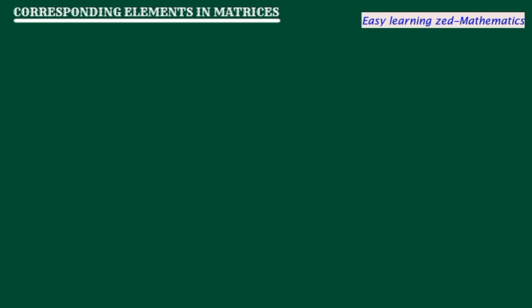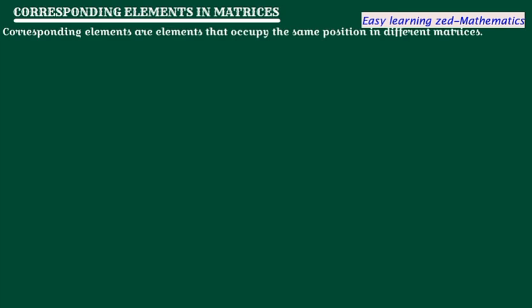In today's lesson, we're going to look at corresponding elements in matrices. First of all, we're going to define what corresponding elements are. Corresponding elements are elements that occupy the same position in different matrices. That is the definition of corresponding elements.